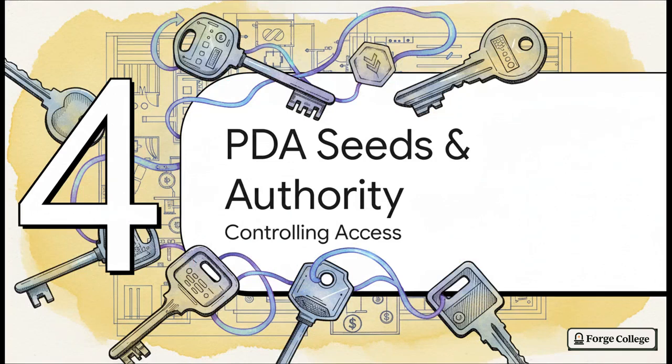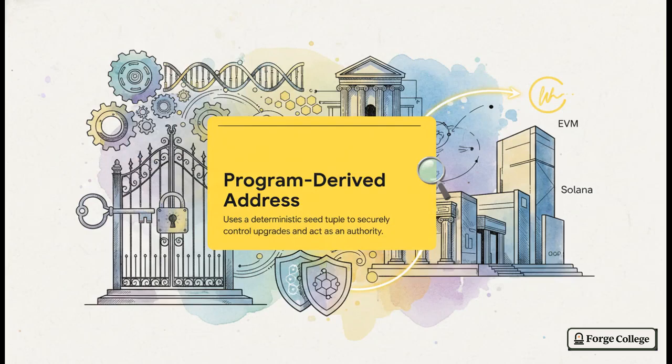Let's jump into Section 4, PDA seeds and authority, which is all about controlling access. Okay, so we know how big the rooms are, and we've made sure they've paid their rent, but who actually holds the keys? Enter the program-derived address, or PDA. It uses a deterministic seed tuple to securely control upgrades and act as an authority figure.